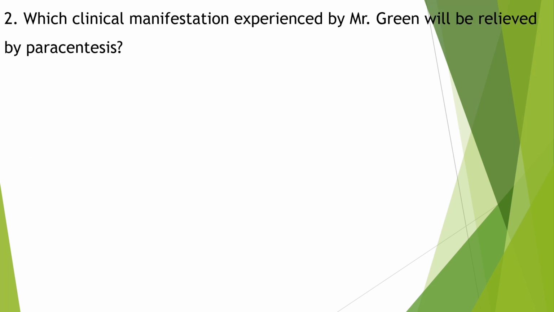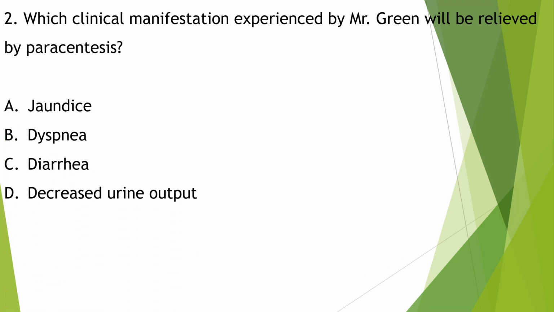Which clinical manifestation experienced by Mr. Green will be relieved by paracentesis? Jaundice, dyspnea, diarrhea, decreased urine output. Paracentesis involves draining of the accumulated ascites in the peritoneum, which can push up on the diaphragm causing shortness of breath. So here it is dyspnea.